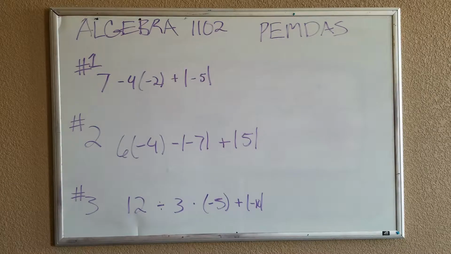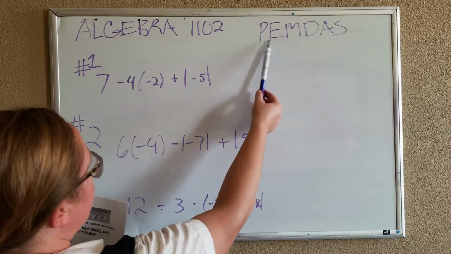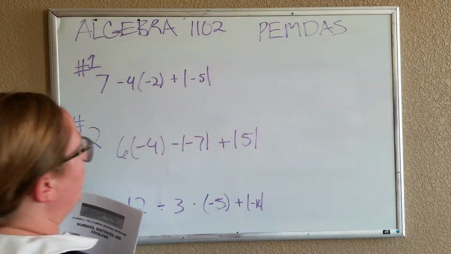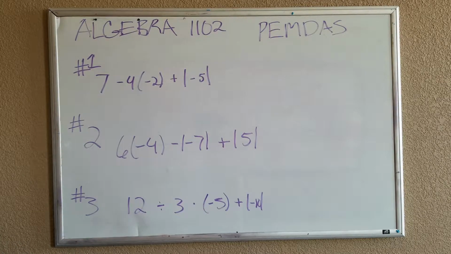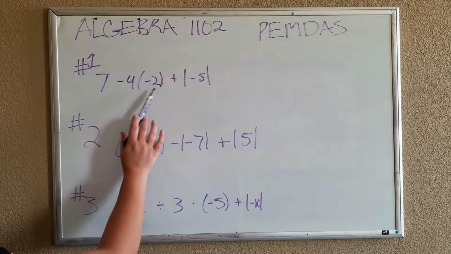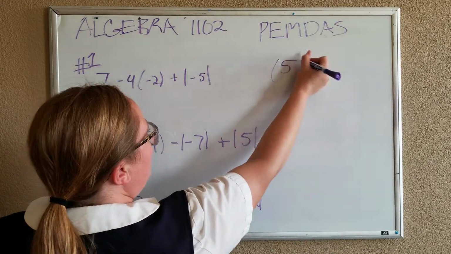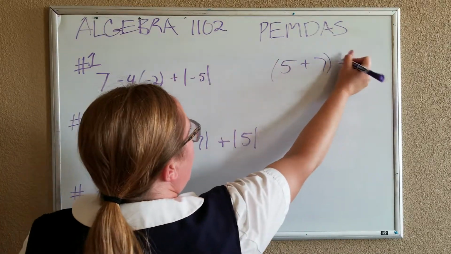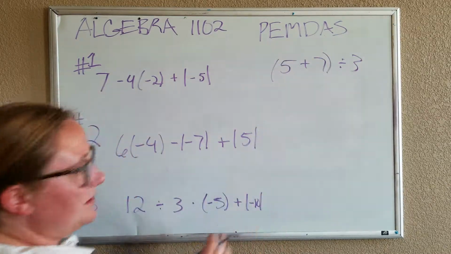So we're going to remember our order of operations, PEMDAS, or Please Excuse My Dear Aunt Sally, as someone told me today that's what it stands for. All right, so parentheses. That is if you have anything going in parentheses. If you had a set of parentheses in a problem and it said 5 plus 7 divided by 3, you would add these before you divided because they're in parentheses.